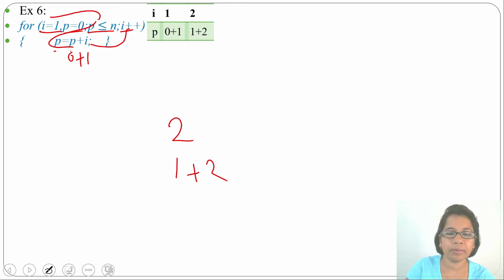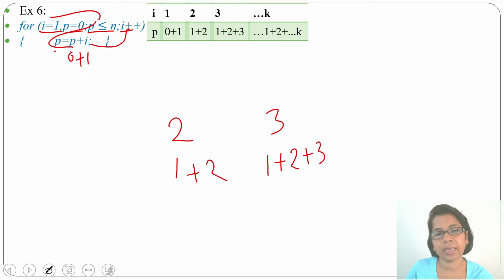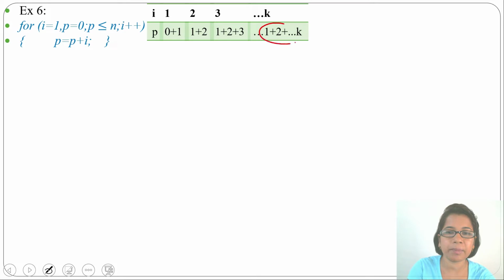Next the i value will increment to 3, then the p value will be, previously it was 1 plus 2, plus, now i is 3, so we'll add 3. So for i equals 3, the p value will be 1 plus 2 plus 3. Like this, for i equals k, the p value will be 1 plus 2 plus 3 up to k. Assume that when p equals 1 plus 2 up to k, this is less than or equal to n. Means for i up to k it will work. Next for i equals k plus 1 it will not work.